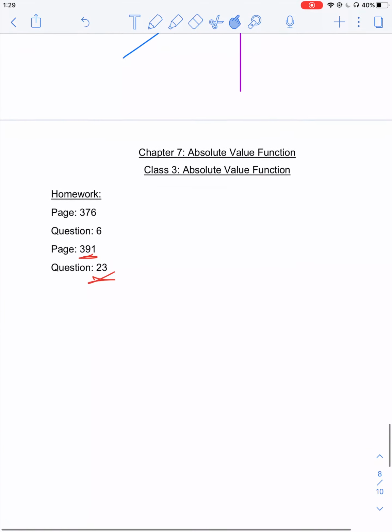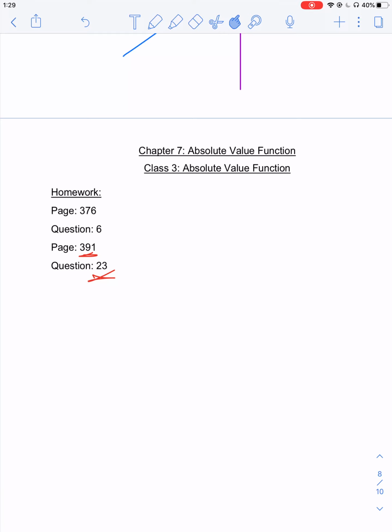Sorry for the long video. I hope method 2 made sense. If not, please let me know. Send me an email, or show up during my office hours, and then I can maybe give you more instructions on how to graph an absolute value function.